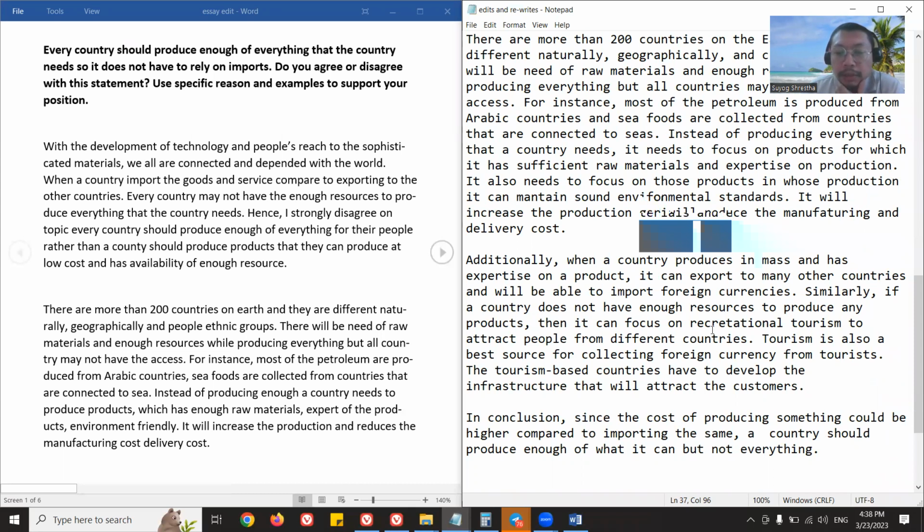Similarly, if a country does not have enough resources to produce any products, then it can focus on recreational tourism to attract people from different countries. Tourism is also the best source for collecting foreign currency from tourists. The tourism-based countries have to develop the infrastructure that will attract the customers. In conclusion, since the cost of producing something could be higher compared to importing the same, a country should produce enough of what it can, but not everything. All right. So this is what an editing looks like.